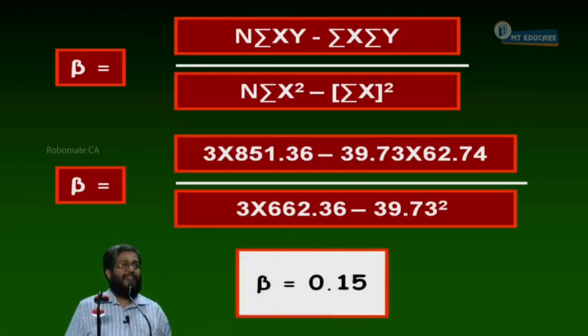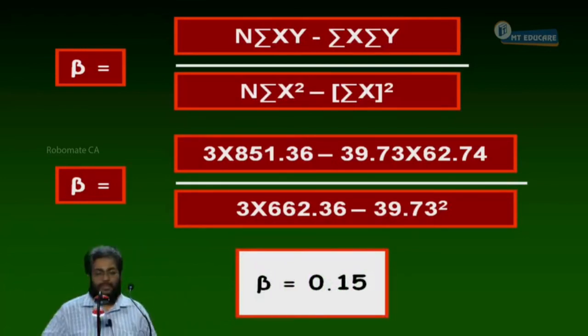Are you writing or not? So beta is equal to 0.15.